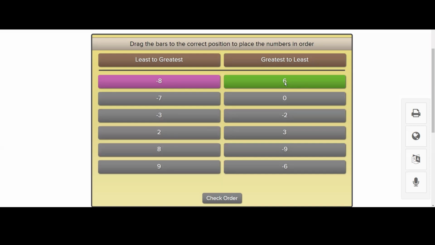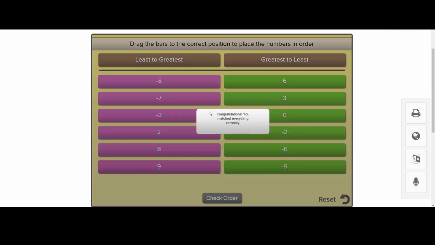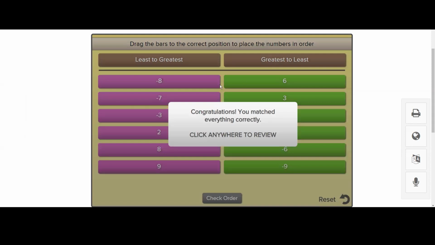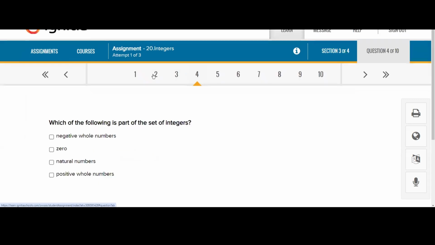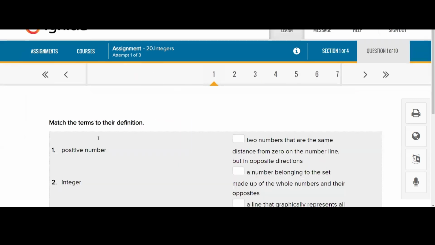Then the other side, greatest to least. The greatest is 6, followed by 3, then 0, then -2, -6, and -9. -9 is the least. So this is correct. Let's try to work on some questions, then we round up for today.